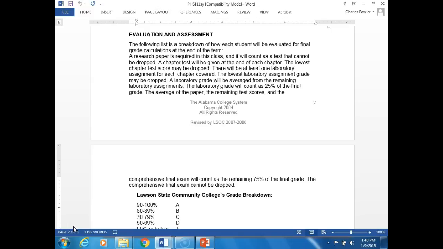The average of the papers that can't be dropped, and the remaining test scores, if I drop one of those, and the comprehensive final that cannot be dropped, will count as 75% of the final grade. The comprehensive final exam cannot be dropped. That's a measure of your overall learning. But again, it's going to be one of the easiest tests, so you really want to take it, okay? Whether you think you do or not, it's really going to be pretty straightforward, okay? So what I'll do, I'll average all those together, take 75% of that, add it to the 25 or so points that you get from your labs, that's your 100 points. Make sense? Okay.